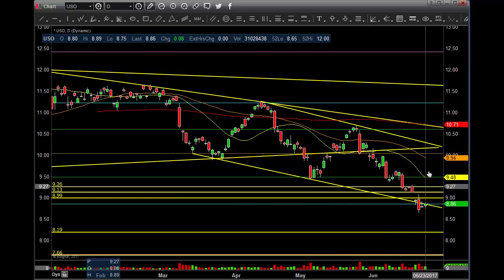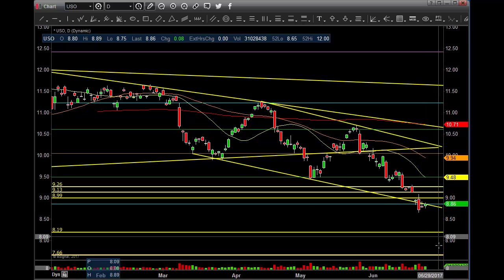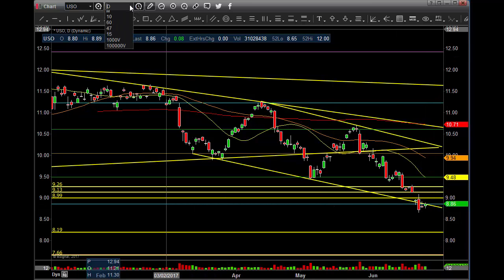They need to get this thing back above this area, fill the gap, and come back to the 20 MA and see what happens. If this thing sets up down here, we're setting up for lower prices, in my opinion.